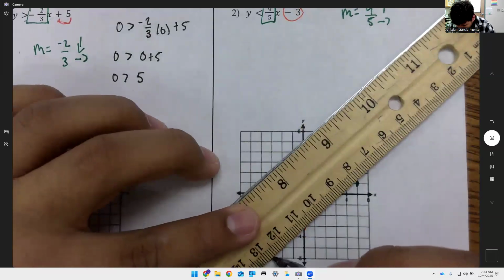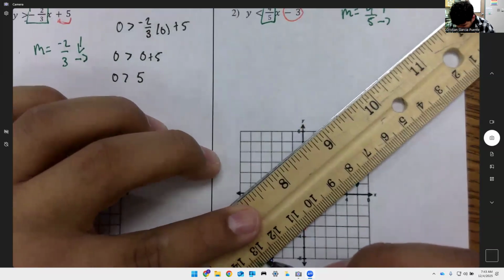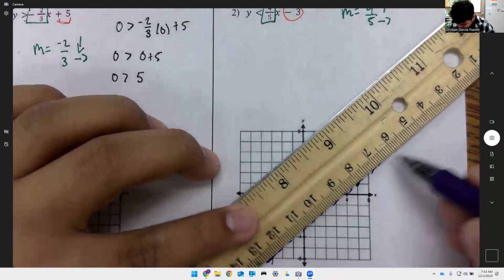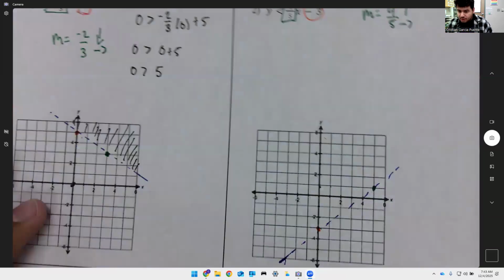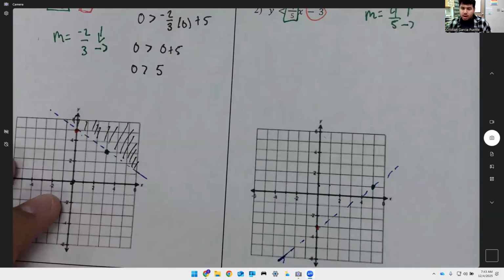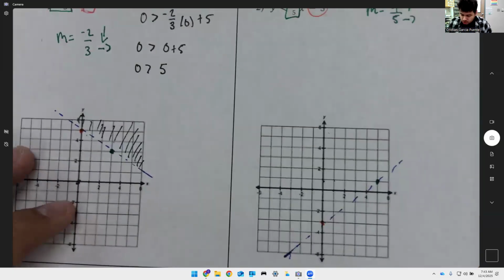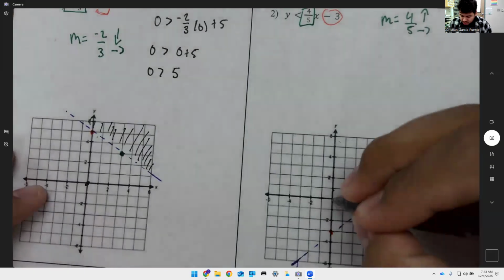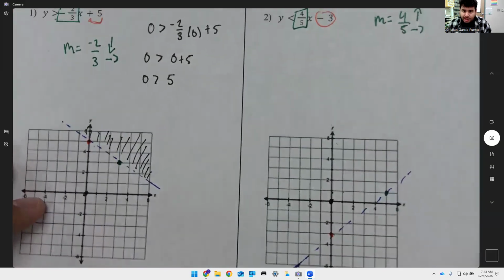So again here, it doesn't have to be perfect. We'll do as best as you can. So like this. And now, again, choose a point on one of the sides of that line. Again, choose the easiest one. So I'm going to choose the 0, 0 and plug that in for x and y.